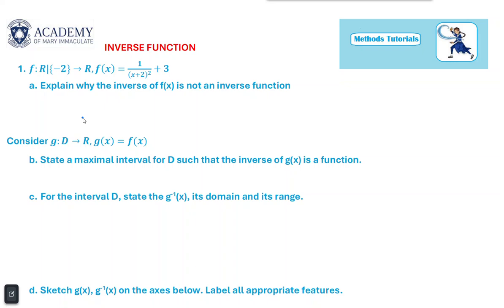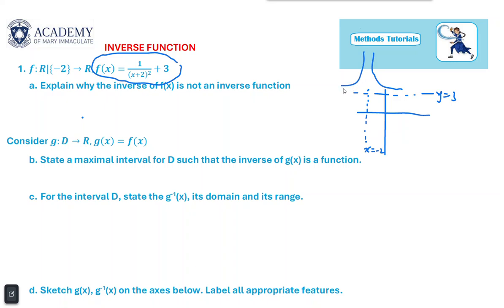This is for inverse functions, question number 1. So we have this truncus, and the truncus will have asymptotes at x equals -2 because of the +2 here, and y equals 3. And it's positive, so it's going to look like this and look like this.